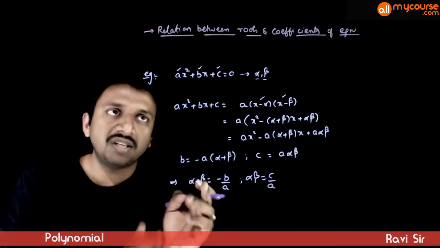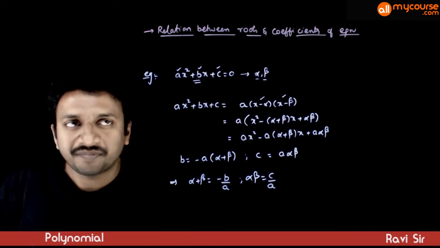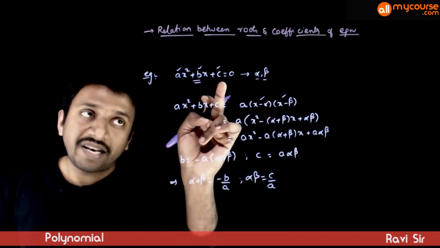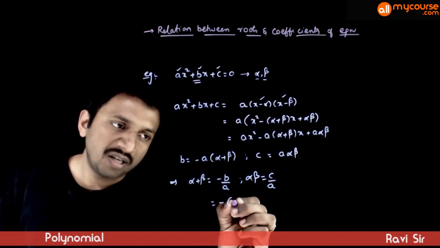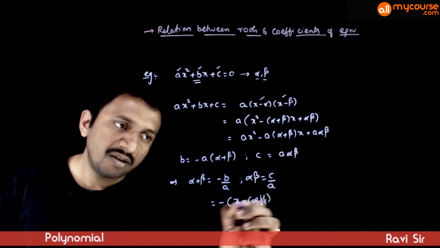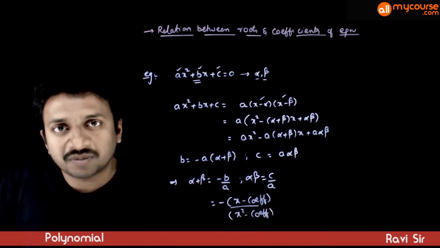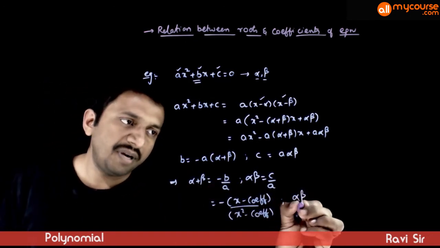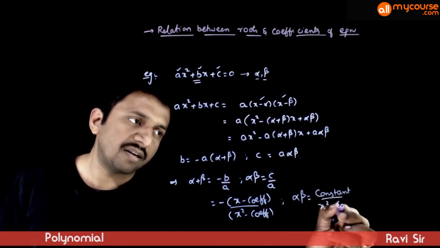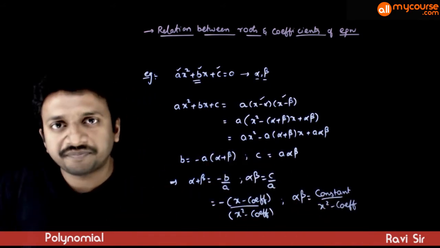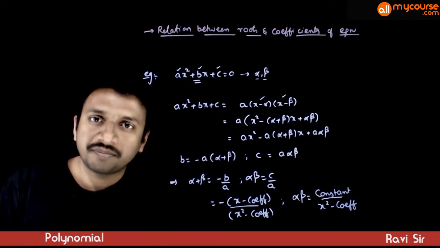The sum of the roots is equal to minus of the x coefficient by the leading coefficient, and the product of roots is the next coefficient by the leading coefficient. That is, alpha plus beta is equal to minus of the x coefficient by the x square coefficient, and alpha beta is equal to the constant term by the x square coefficient. So these are the two relations that you have for a quadratic equation.